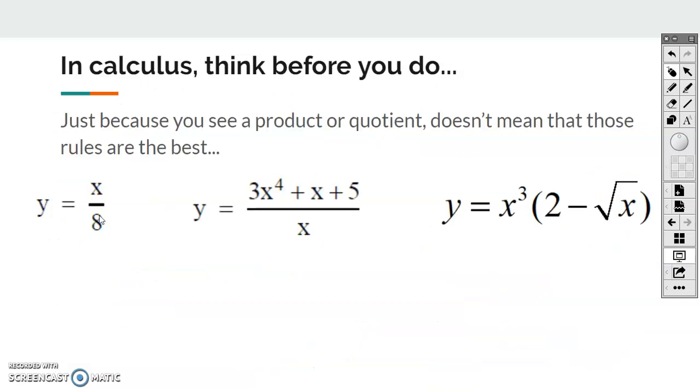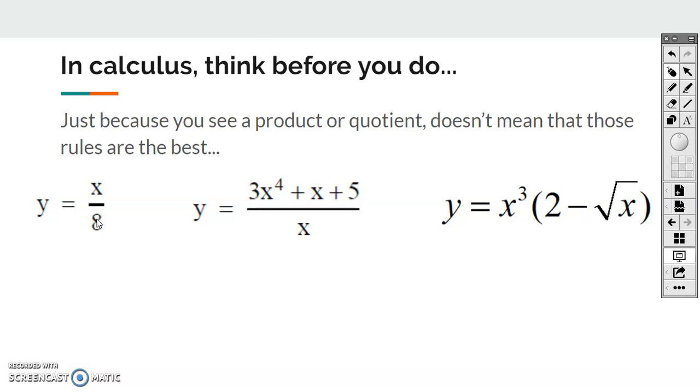Remember that just because you see a quotient or a product doesn't always mean that you should use the product rule or the quotient rule. See if you can think about how to do these problems a little bit better. So go ahead and hit pause, try to take the derivative of each of these, and let's see how you did.